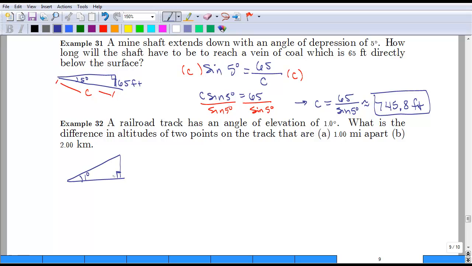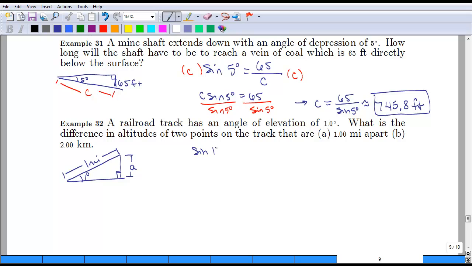What they're saying here is that the track, which is actually the hypotenuse, this is the part that the train is going to be running on, this is 1 mile apart. And we want to find the change in elevation. So I'm going to call this A. In this case, we've got an angle, we've got an opposite side and a hypotenuse. So we're going to use sine again because we have the opposite and the hypotenuse.